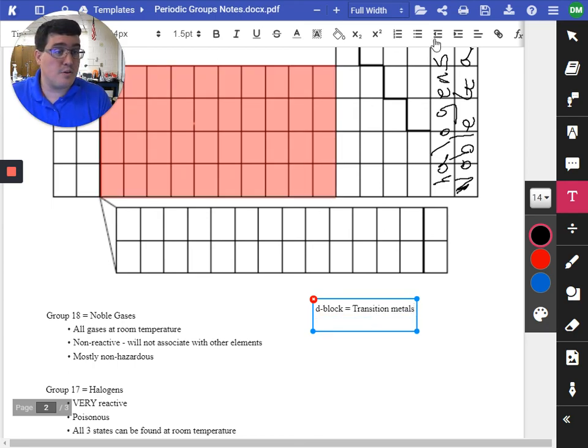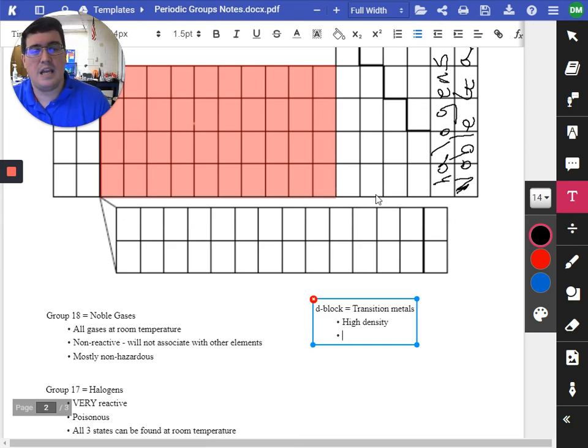And that name, transition metal, comes from the fact that you are transitioning from the S block over to the P block. But all the metals in the transition metals tend to show sort of the same properties. And their properties are high density. Most of the transition metals tend to have high density. Not all of them, right? But the vast majority of them tend to have pretty high density.